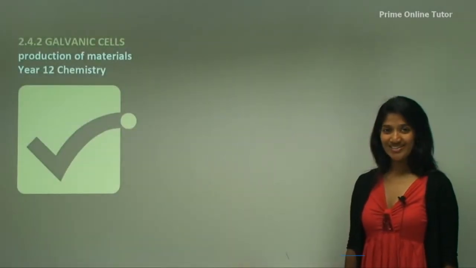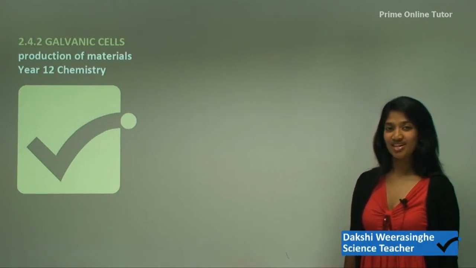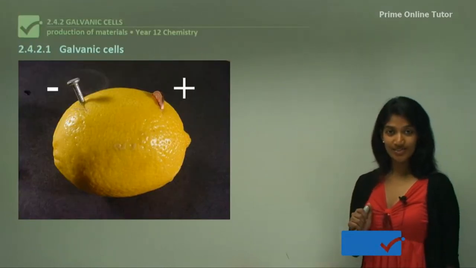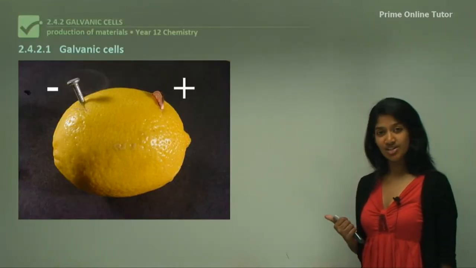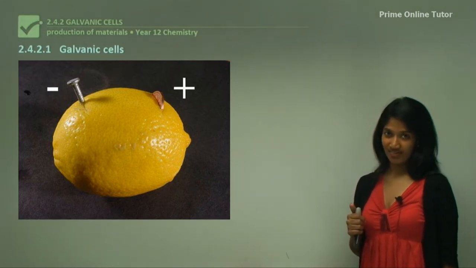Hello everyone. Today we will be starting with galvanic cells, and this is part of the production of materials topic. In the first section of galvanic cells, we'll be learning about the composition, the components, and also the reactions that take place in a galvanic cell.